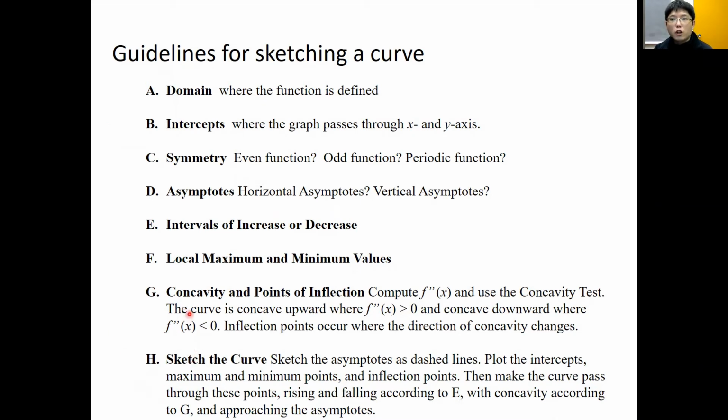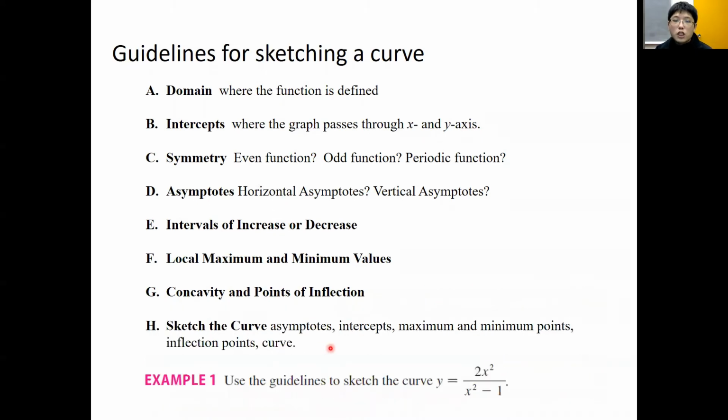As you can see, we are basically using everything we have learned so far. Steps A, B, and C we learned in chapter 1, and step D we learned in 2.6. In steps E, F, and G, we use the computational techniques from chapter 3 to obtain the first derivative and the second derivative. Then we use the knowledge from chapter 4 to analyze the intervals of increase or decrease, local maximum and minimum values, and the concavity and points of inflection. Then we will be ready to sketch the curve. So this is why curve sketching is the central topic for differential calculus.